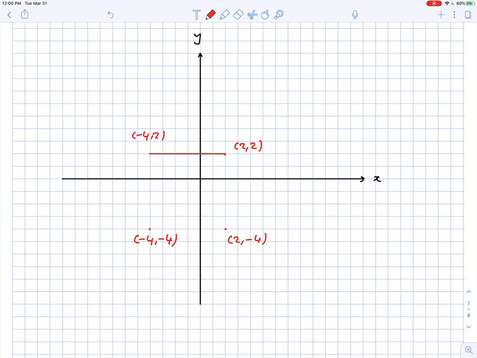Brilliant. All right, so we've got to join these up. That seems to be what it wants us to do. And what do I get? Well, I get a square, thankfully. So the area, pretty simple, base times height. Base is 6, height is 6. So 6 times 6, which is 36 square units.